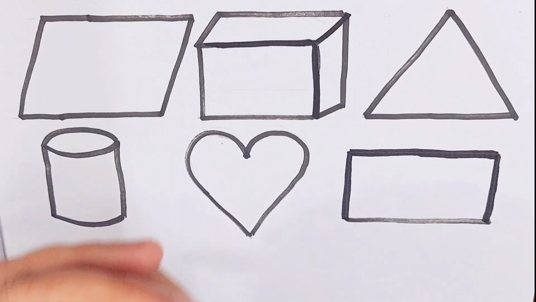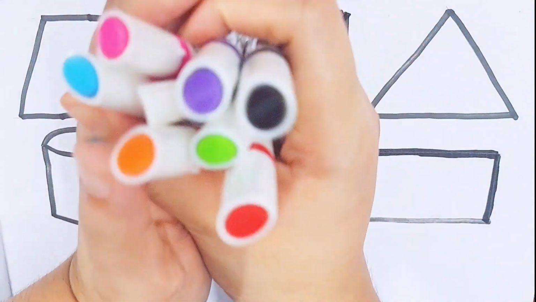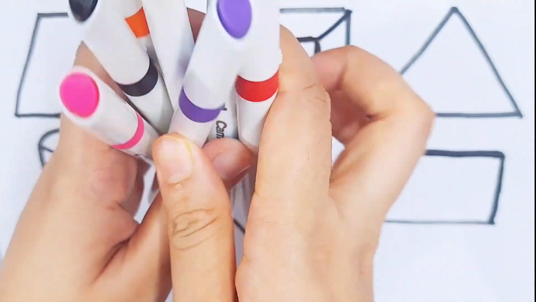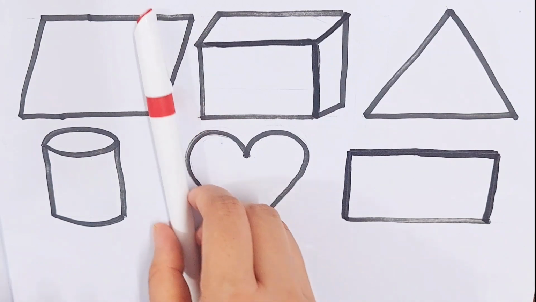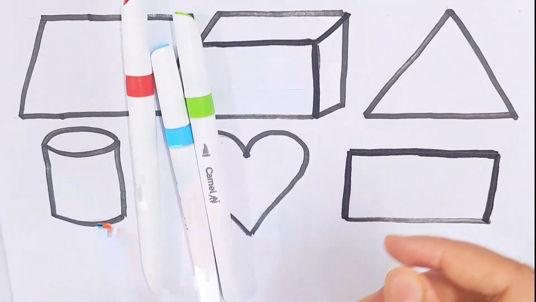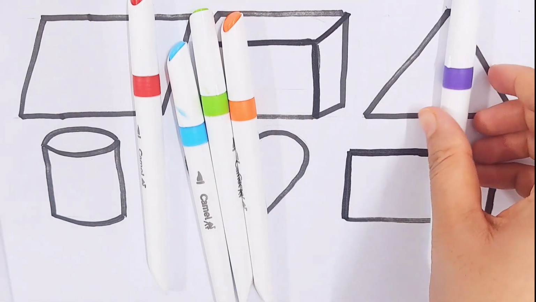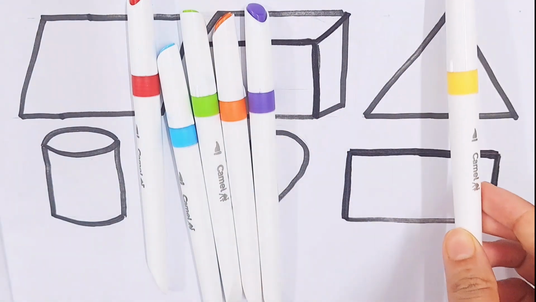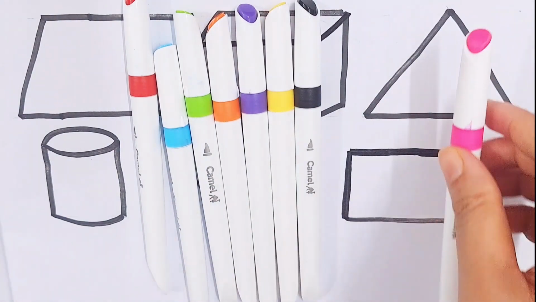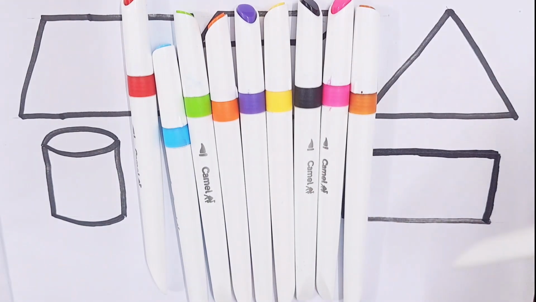Let's learn some colors. Red color, blue color, green color, orange color, violet color, yellow color, black color, purple color, brown color, dark blue color.